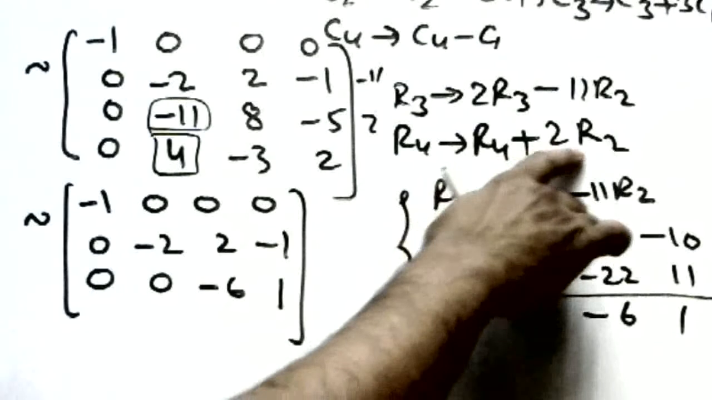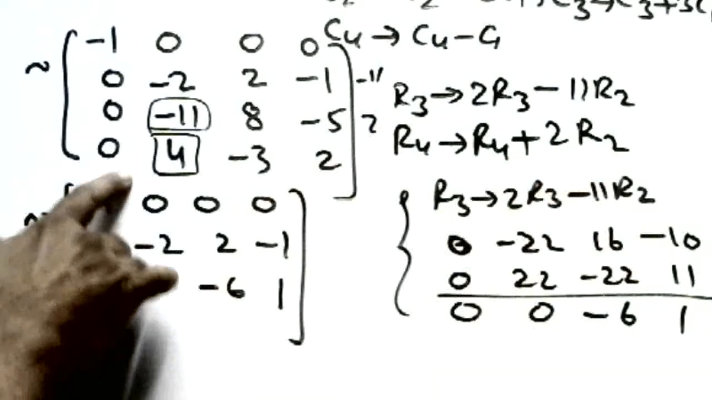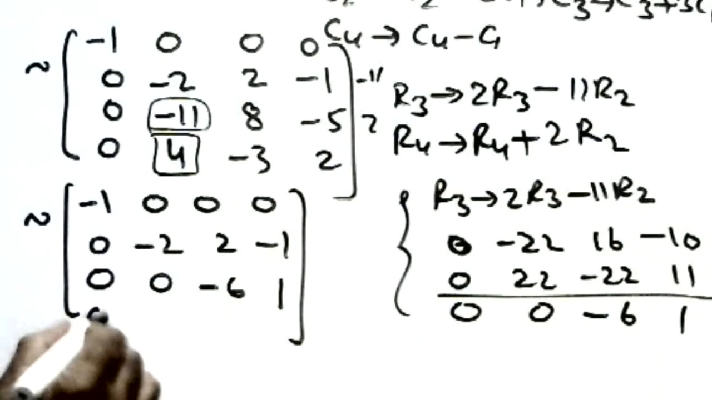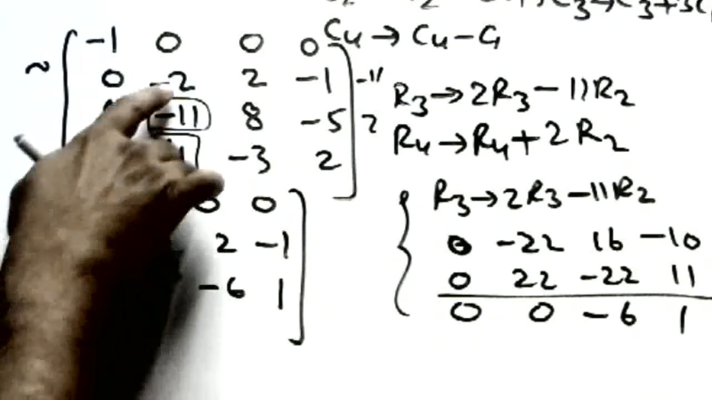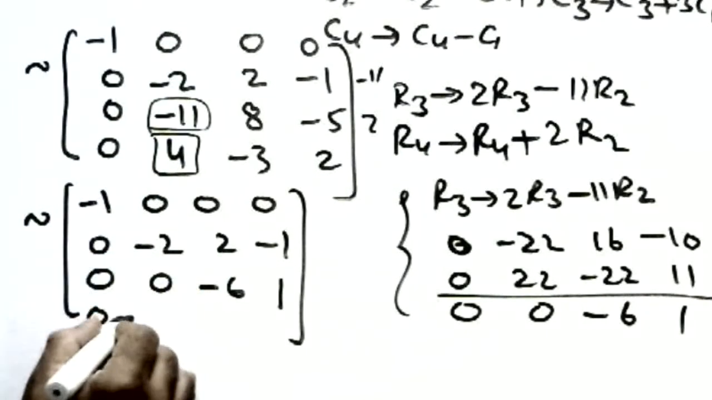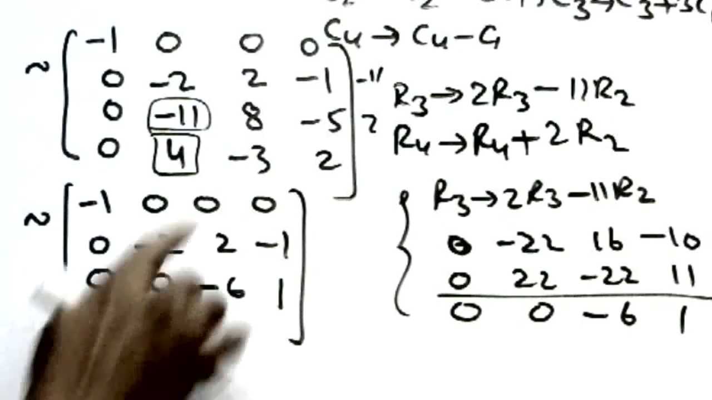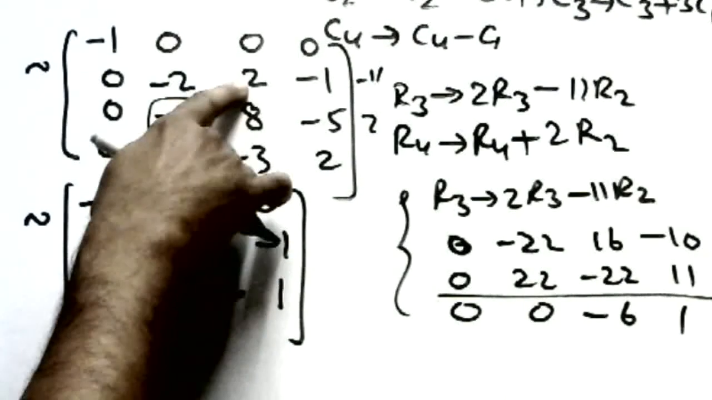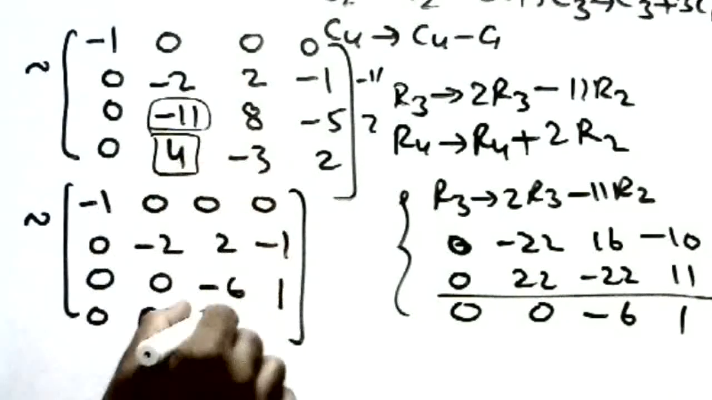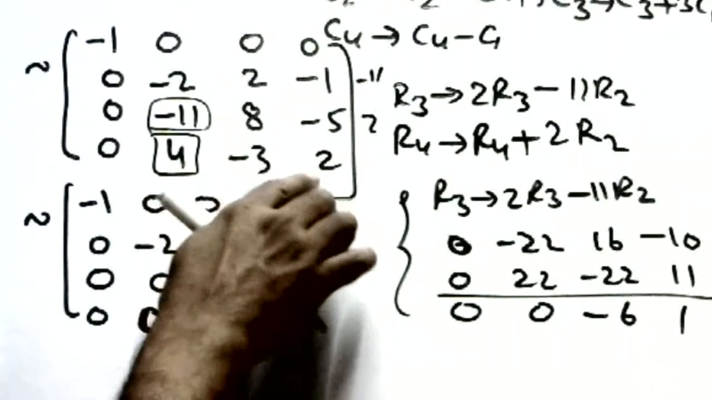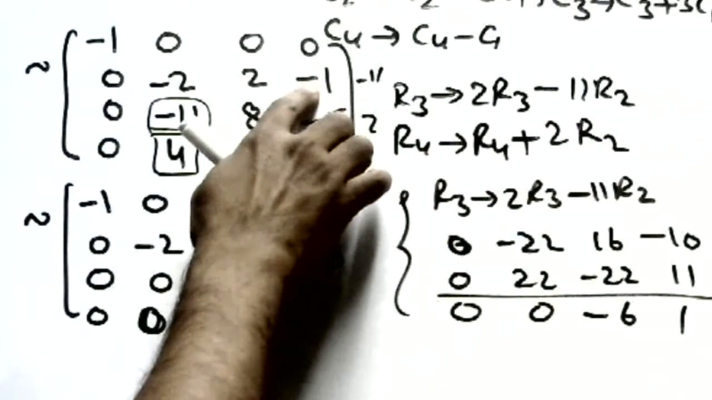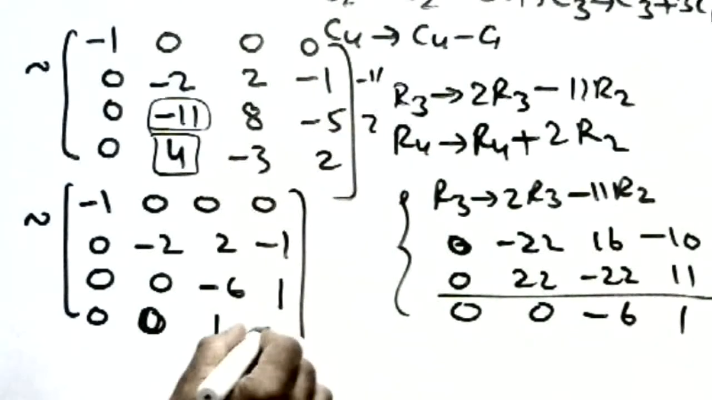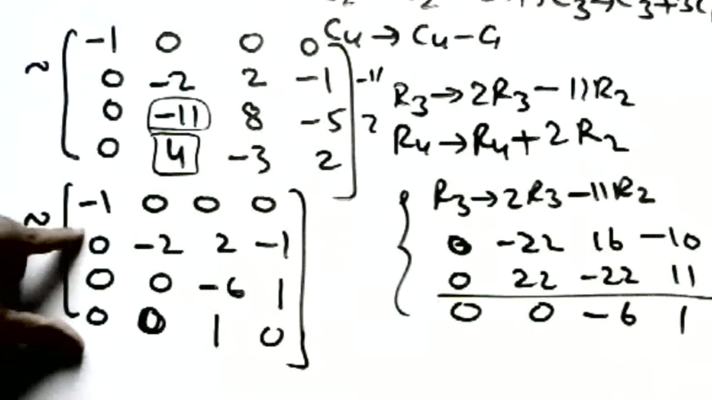So lastly, what is left here? See R4 implies R4 plus 2R2. Both are 0, so no effect. R4 plus 2R2, plus into minus, minus 2 to the 4, 0. 4 minus 4, 0. Minus 3 plus 2 to the 4, 4 minus 3, 1. Now the last number 2. See here, R4 plus 2R2, plus into minus, minus 2, 2 minus 2, 0.